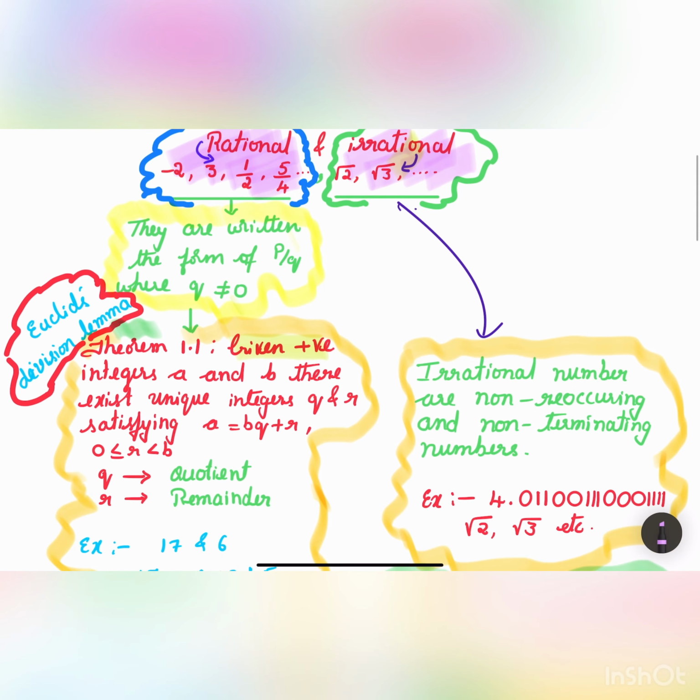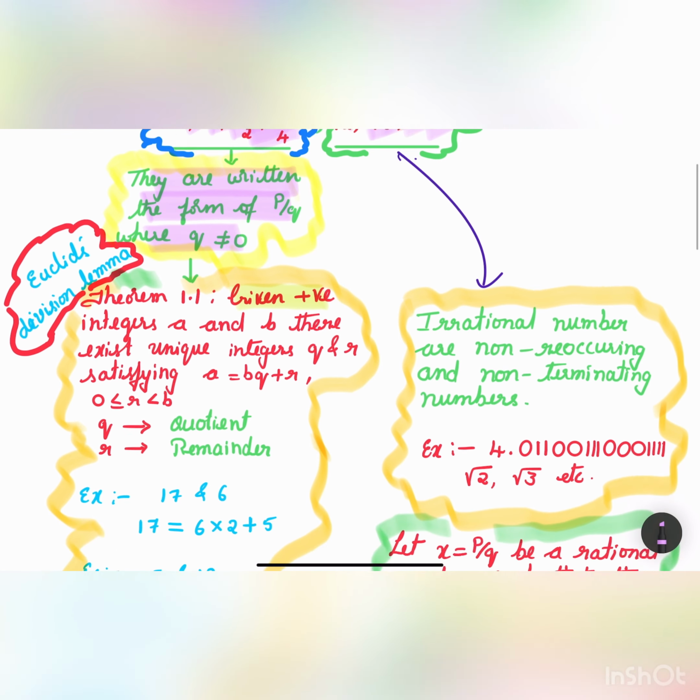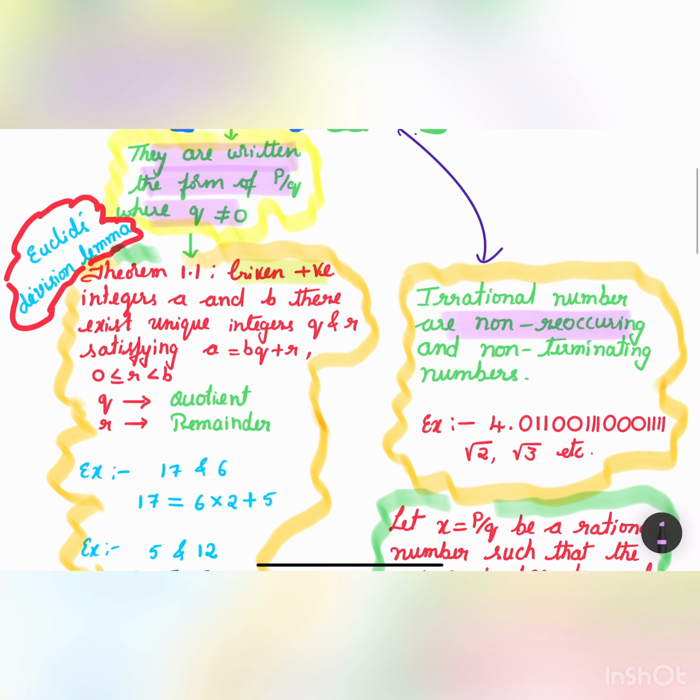What are rationals? They are written in the form of p by q, where q is not equal to 0. What about the irrational numbers? They are non-recurring, non-terminating numbers. So I have given the example here.